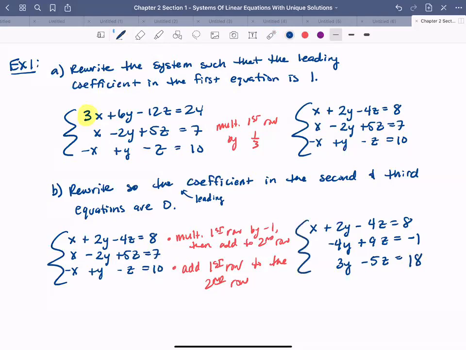So we go back and look at part B, and B says rewrite so that the leading coefficient in the second and third equations are 0. So what do we have here? We have 0x, 0x, exactly what we wanted. So we have done exactly what it's asked.